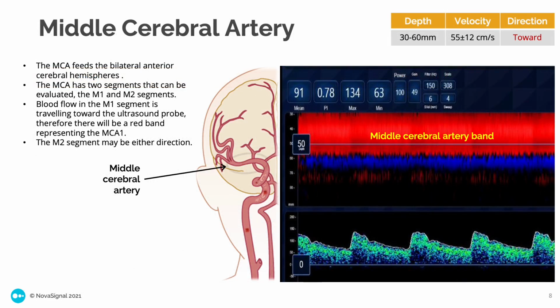The MCA feeds the bilateral anterior cerebral hemispheres. The MCA has two segments that can be evaluated, the M1 and M2 segments. Blood flow in the M1 segment is flowing towards the transducer, so that will represent itself as a red band. In the M mode, the M2 segment is where the MCA branches. Those branches can come towards or away from the transducer and can be either color.